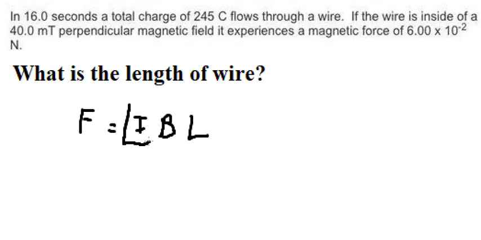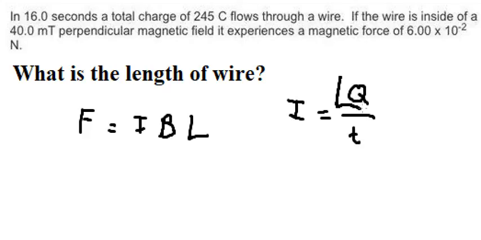So we need to find the current. About the current, we have Q over T. This is about the total charge, we have this number in here. And T, that's about time in seconds, so we have this number in here.